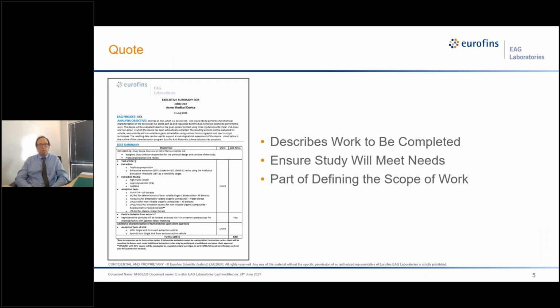The next item is going to be a quote. This will typically come after some preliminary discussions on scoping out the work. I think there is a tendency to see the quote as just a price tag or a necessary piece of paperwork to complete the study, but it's actually pretty important for scoping out the work because it's going to describe what work's actually going to be completed. And this is the first document that'll help us ensure that the study's going to meet the needs, right? So will it meet the needs of the study sponsor, but also will it meet the needs of the toxicologist?